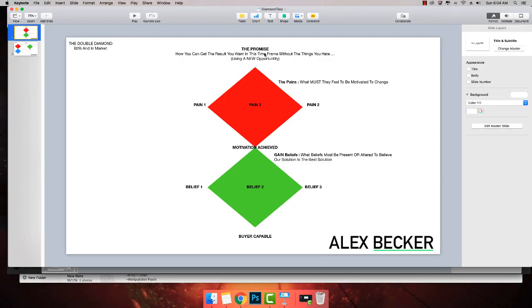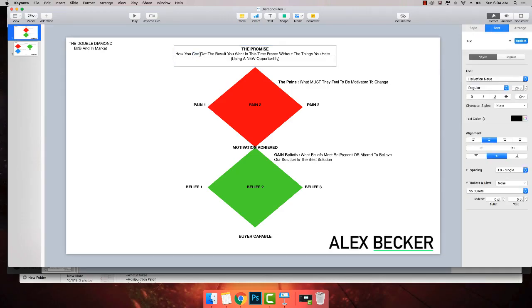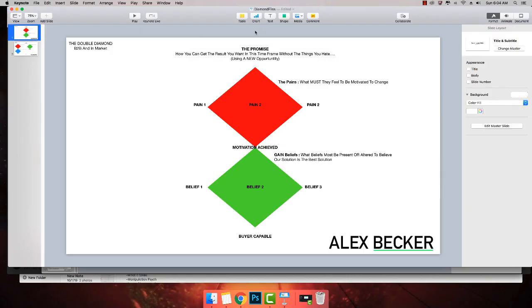So of course, what I want you to do is literally fill out this file. We're going to go through and write in everything. So the promise. How can they get the result? The promise: how you can get the result you want in this time frame without the things you hate, using a new opportunity.